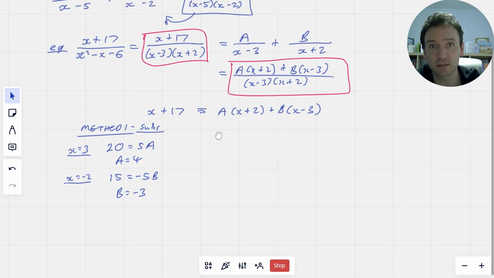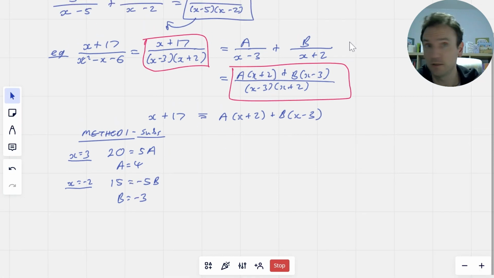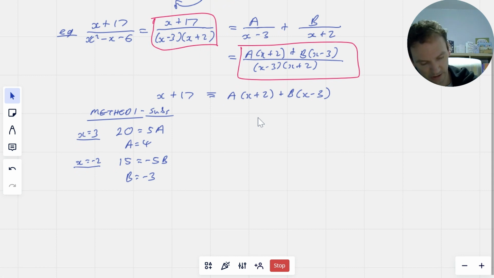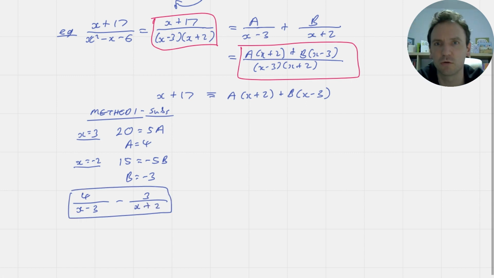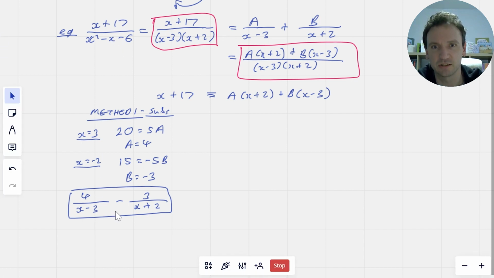So at this point, we've got values of a and b, so our answer is just going to be 4 over x subtract 3, and then we could put plus negative 3 on the top, but it's going to be nicer to put subtract 3 over x plus 2. And that is our answer to the question. That's what we're considering the partial fractions. We've taken this fraction and split it into two simpler fractions. And if we wanted to integrate those, we wouldn't have a problem doing that.